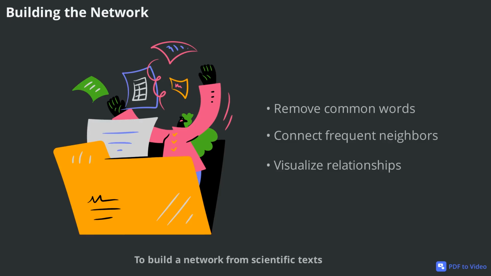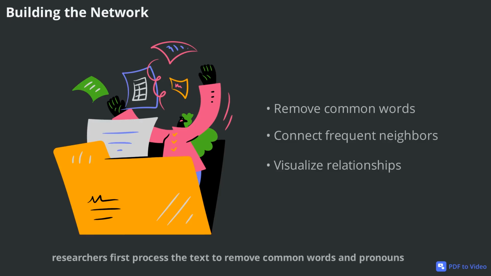To build a network from scientific texts, researchers first process the text to remove common words and pronouns, focusing on meaningful terms. Then, they connect words that frequently appear near each other, within 5 words, for example. If two terms co-occur often enough, an edge is drawn between them. This method, inspired by the bag of words approach in computational linguistics, helps capture the context and relationships between terms, rather than just their individual frequencies. The result is a detailed map of the author's terminological system.